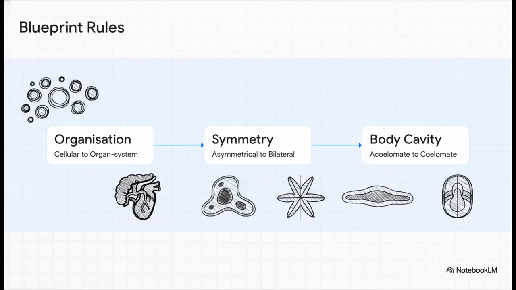If it does, well, it's a coelomate, and that cavity acts like a built-in internal shock absorber. It's a game changer because it allows for much more complex internal organ development, since the organs can actually move and grow independently of the outer body wall.